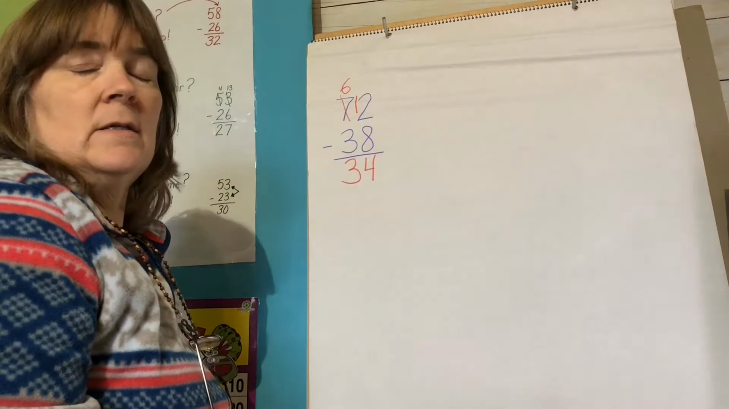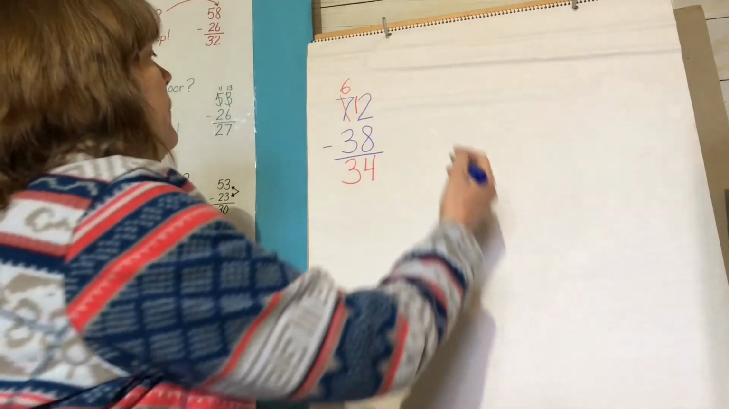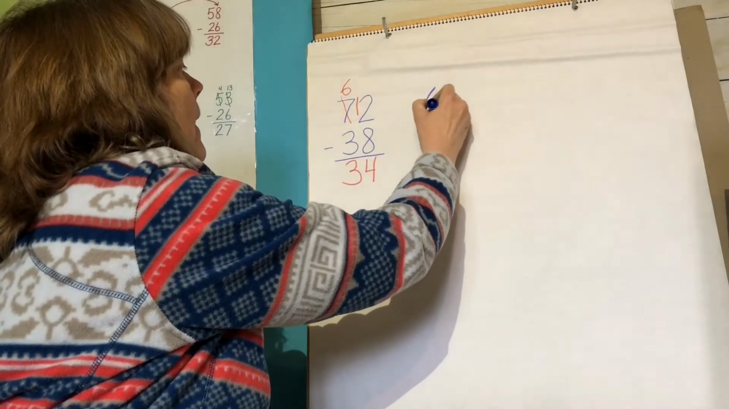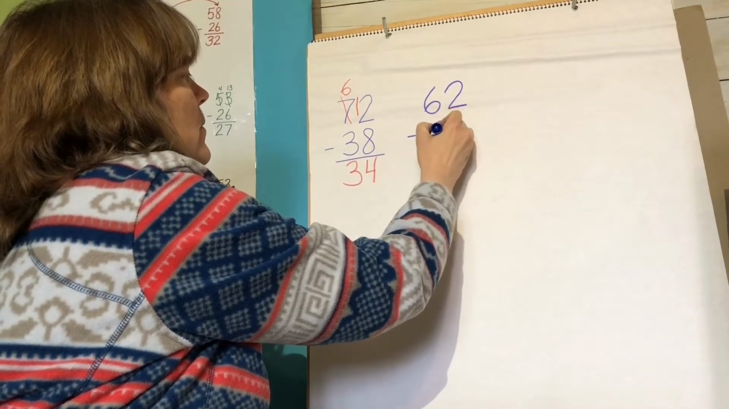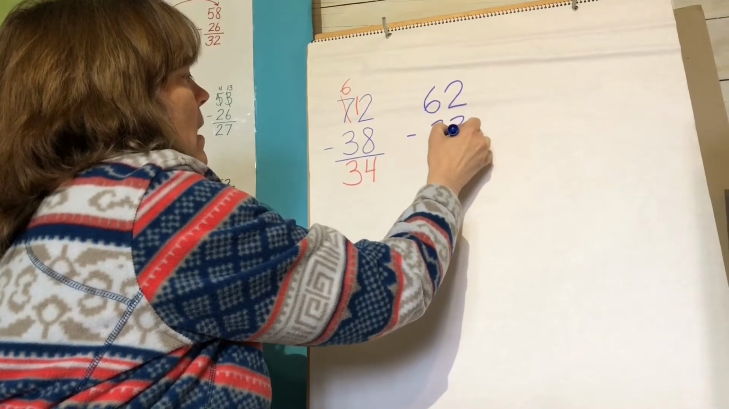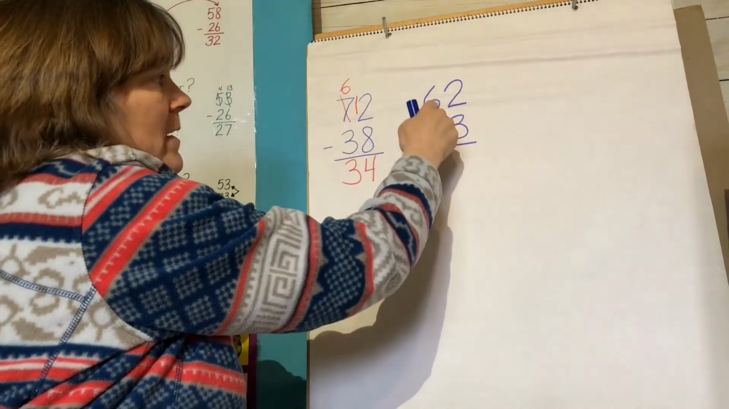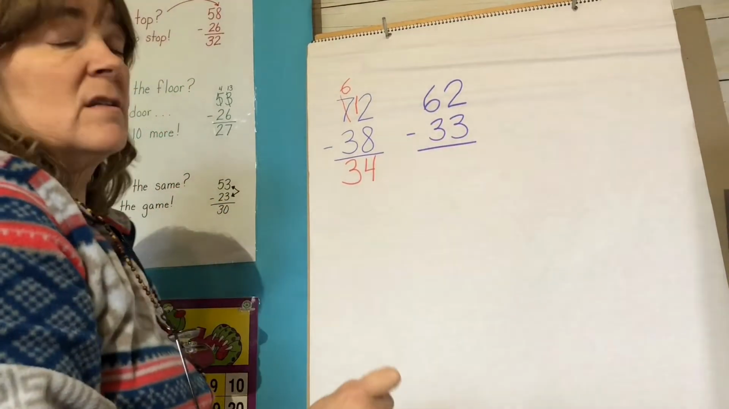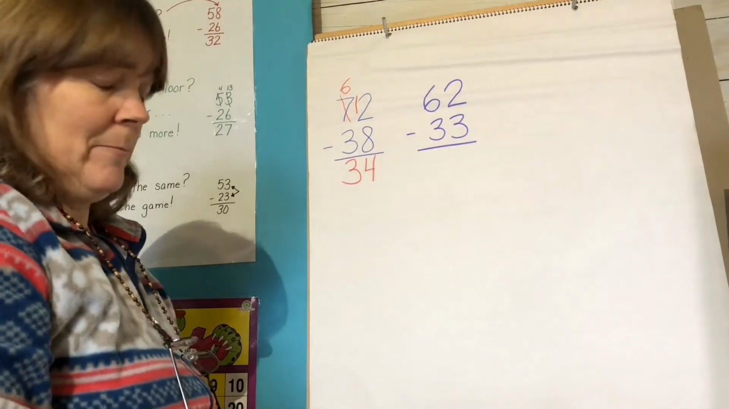This one is 62 minus 33. I am making sure that I line up my ones under my ones and my tens under my tens so that I'm ready to get the right answer and I don't get all mixed up.